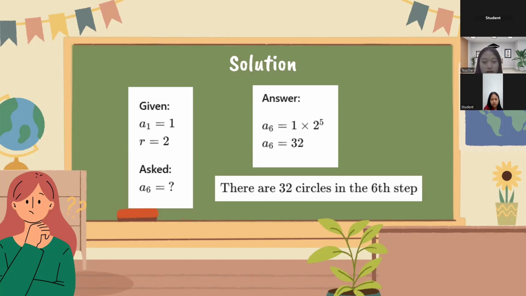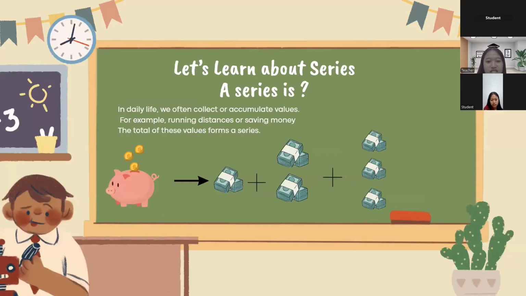Okay, that's all about sequence. Let's talk about series. A series is, in daily life, we often collect or accumulate values, for example, running distance or saving money. The total of these values forms a series. Have you ever saved money? Yes, of course. That is an example of a series.